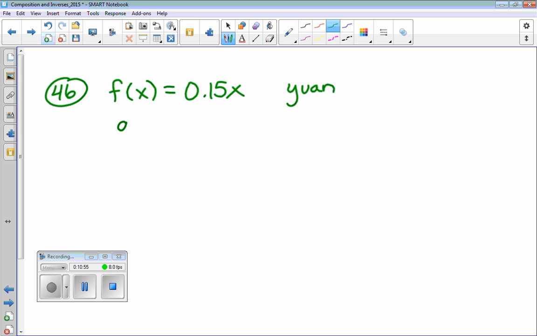Now we have pesos, and we do know that there are a lot of pesos per $1. And in this case, it's 14 pesos make up $1. That's what it said. So now we need to answer the question. We're given that information. It says to write a composite function that represents the number of Mexican pesos equivalent to Chinese yuan. I don't think I'm pronouncing that right.